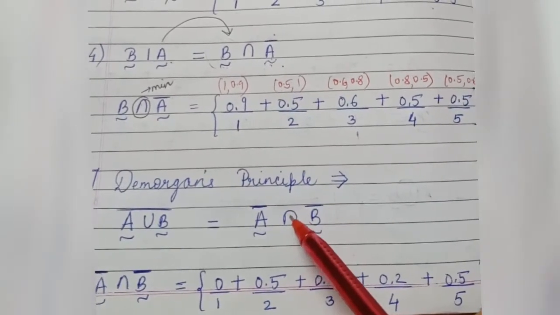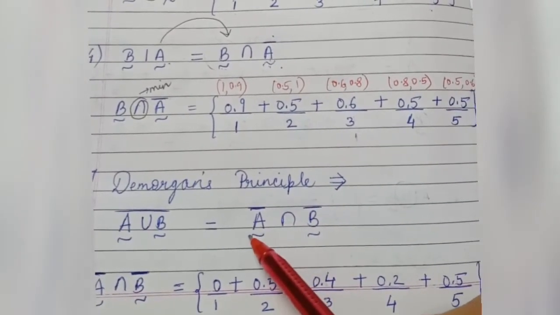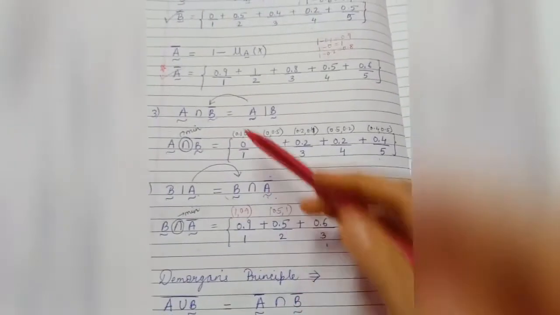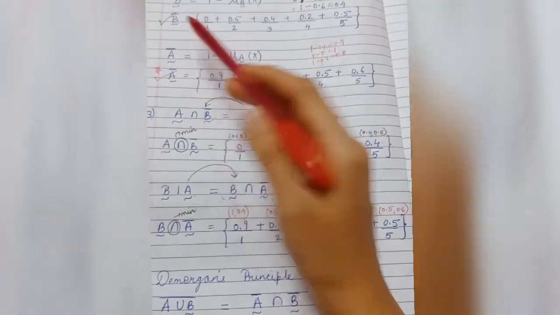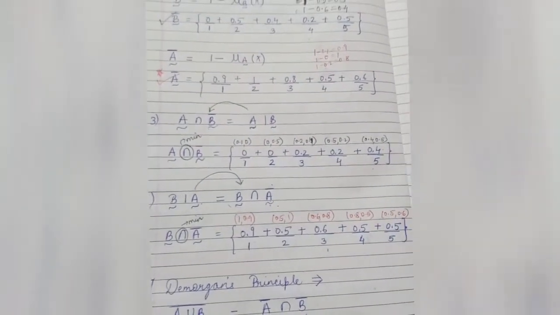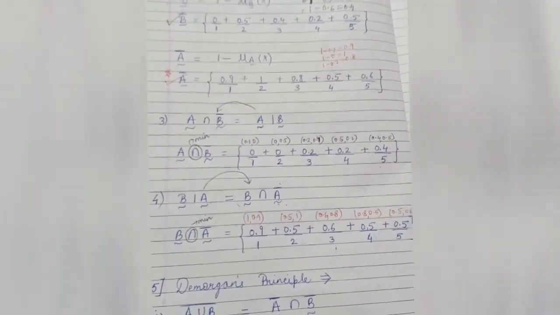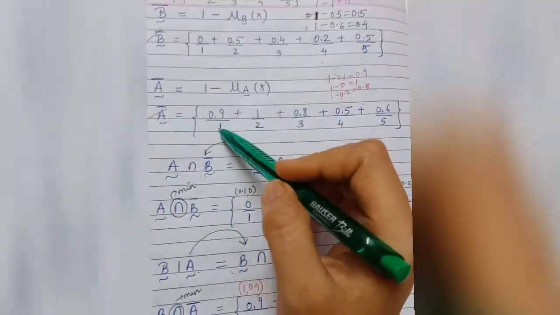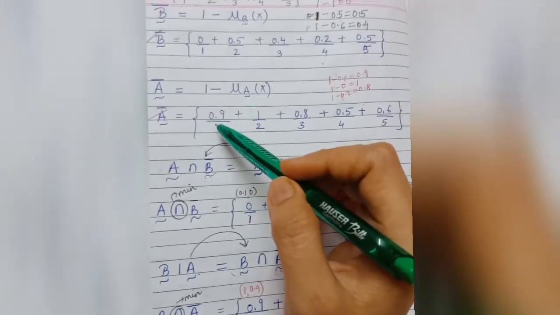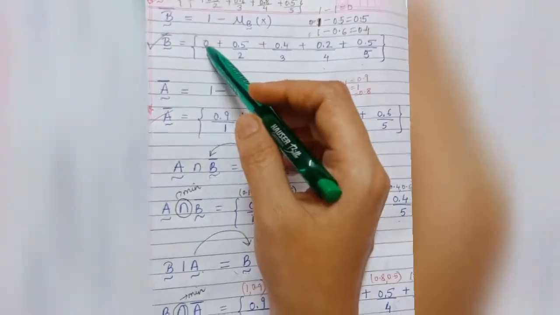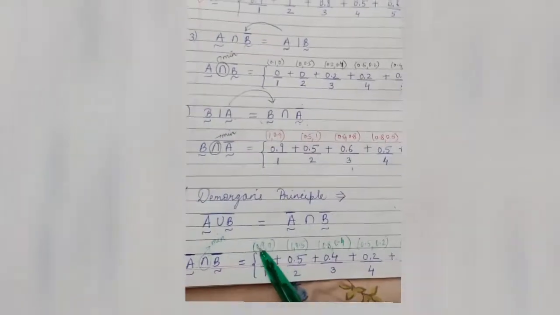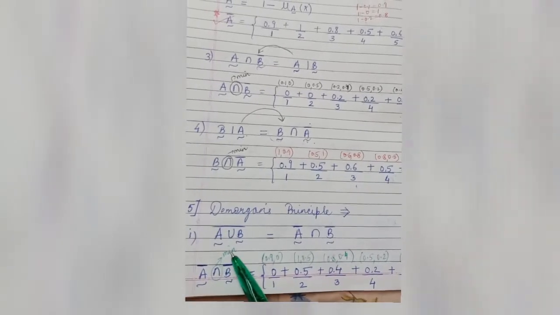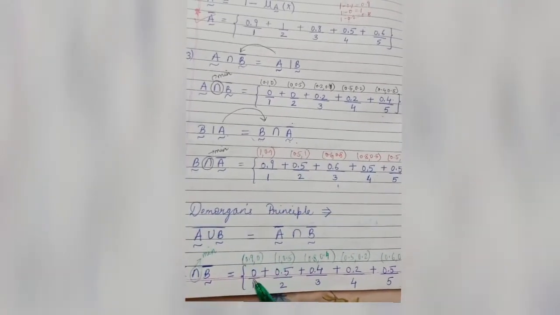Let's calculate first the RHS. For RHS, we need to consider first set A complement and second set B complement. So we have A complement and B complement. Now compare each element from both sets and select the minimum, since in intersection we select minimum. For the first element, 0.9 and 0, minimum is 0.